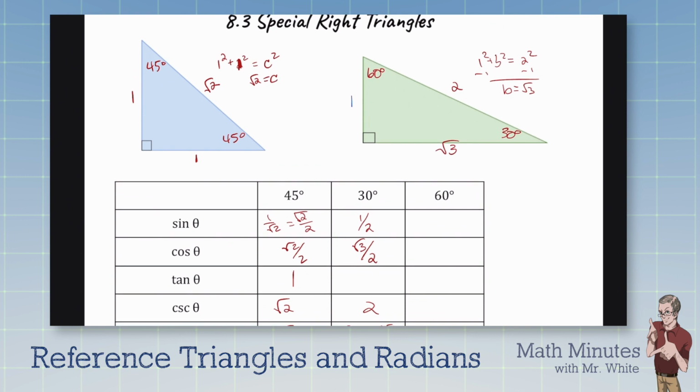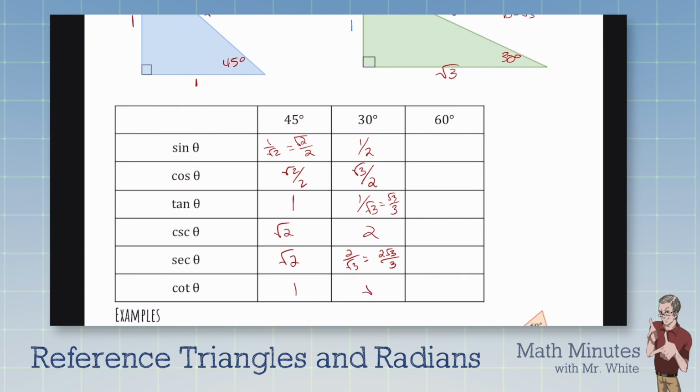Tangent of 30. Tangent of 30 is where you're right here, opposite over adjacent. So tangent of 30 will be 1 over radical 3, which is radical 3 over 3 when you rationalize it, which means this down here would be radical 3 when you flip over the reciprocal. So you flip it over to get the cotangent.